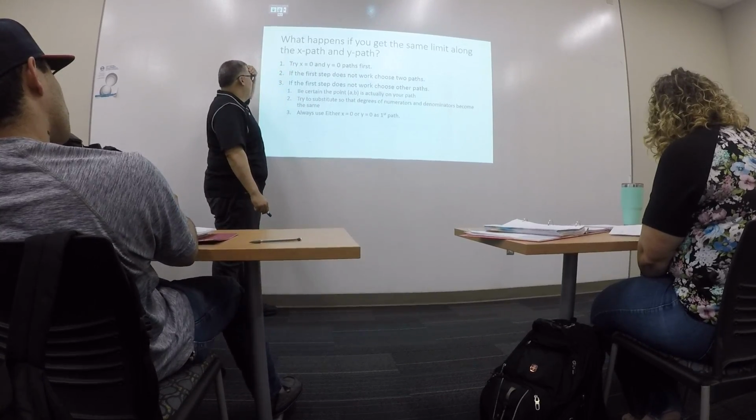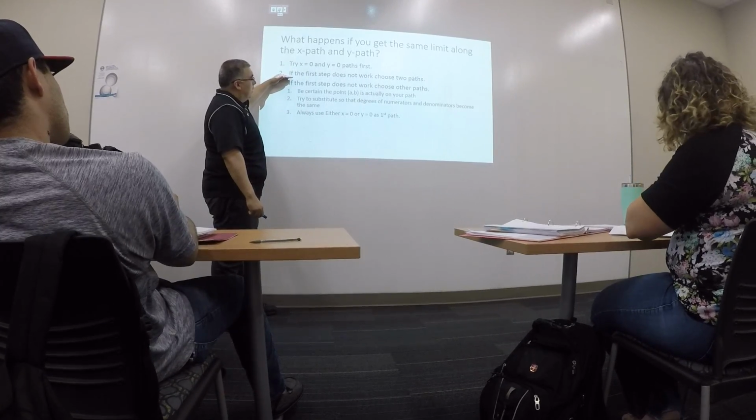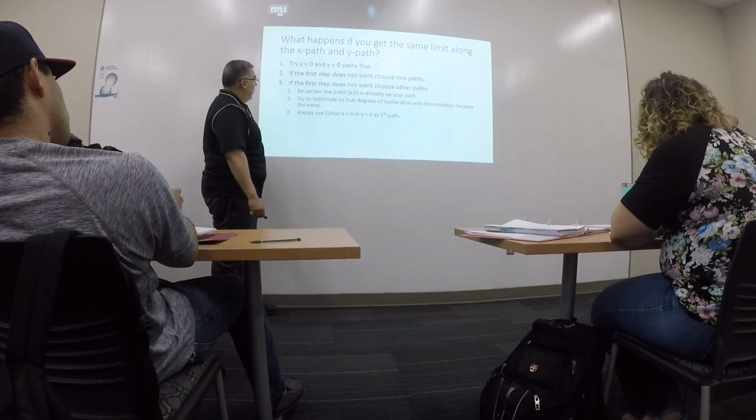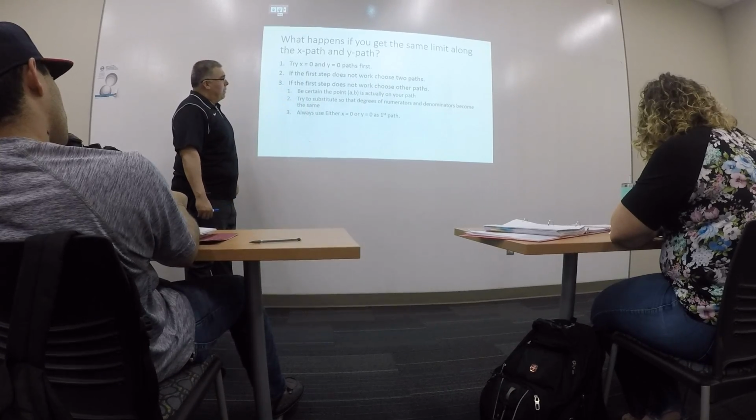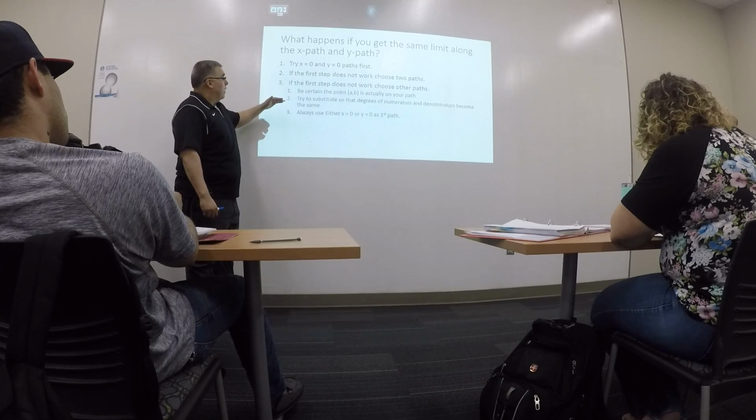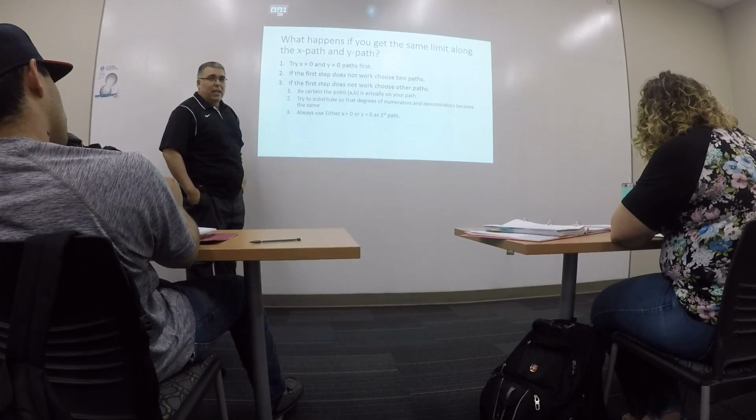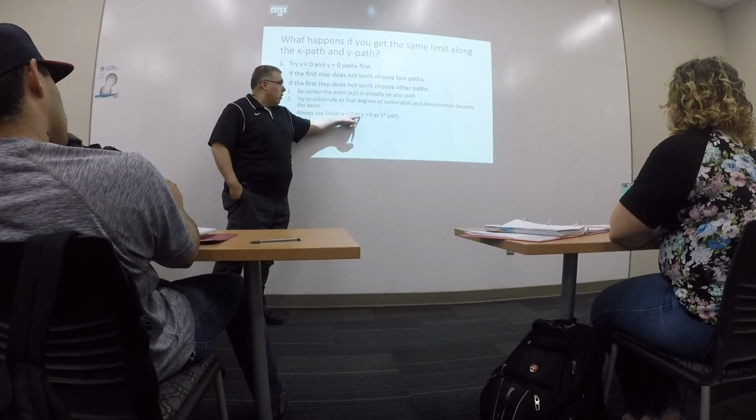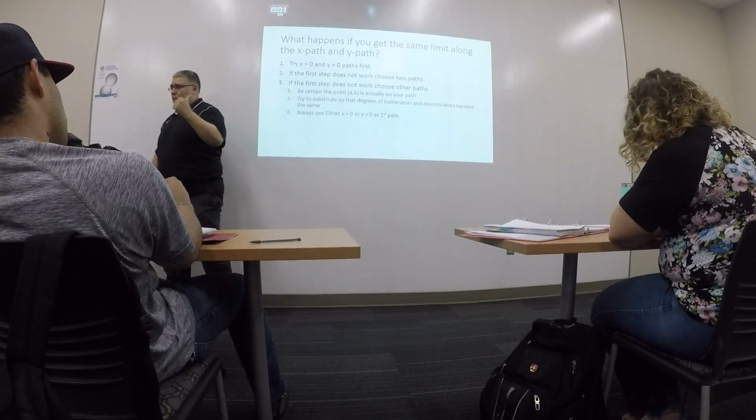This is the first thing you do: try the x equals 0 and y equals 0 paths first. If the first step does not work, choose other paths. Number one, be certain that the point (a, b) is actually on your path. Number two, try to substitute so that the degrees of the numerators and denominators become the same. Number three, always use either x equals 0 or y equals 0 as your first path. I'm repeating myself over and over again, but when I show you this, it will make more sense to you.